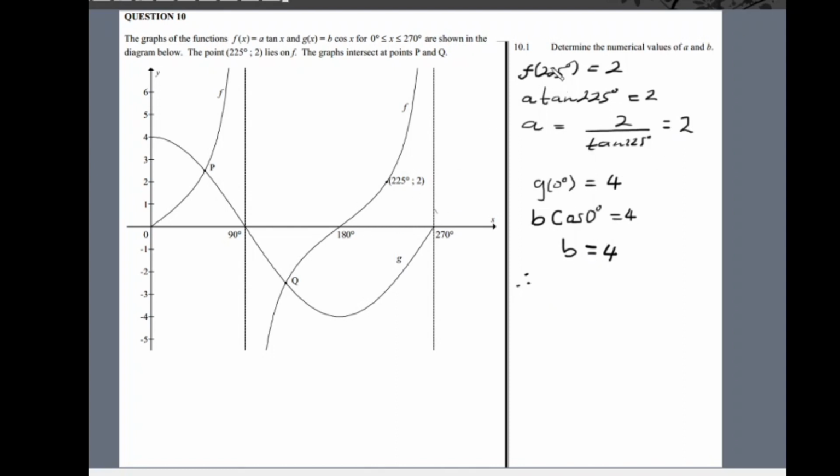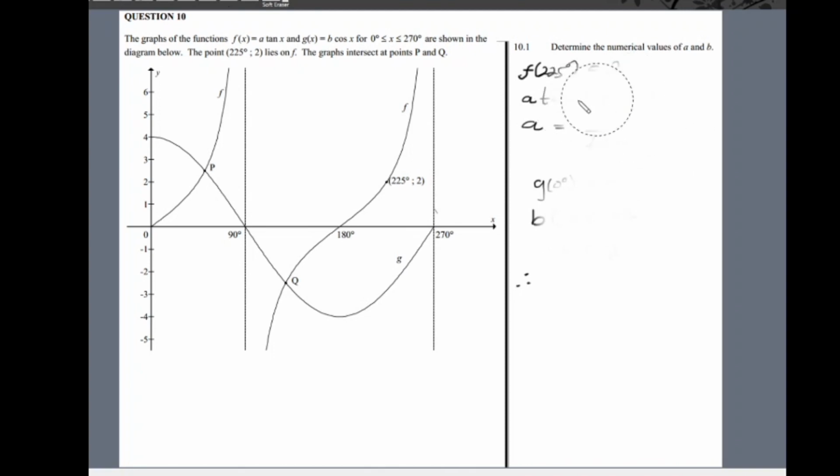Okay, a is 2 and b is 4. That's how you solve it. A is equals to 2, b is equals to 4.